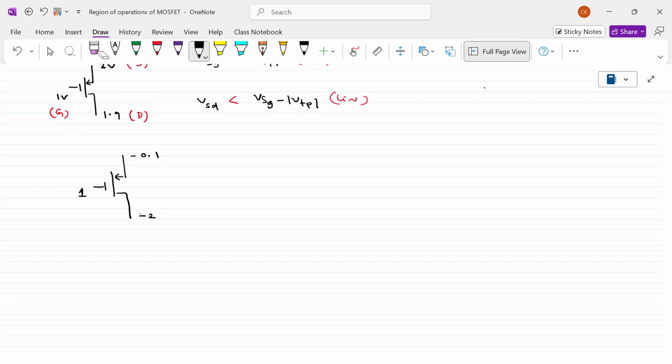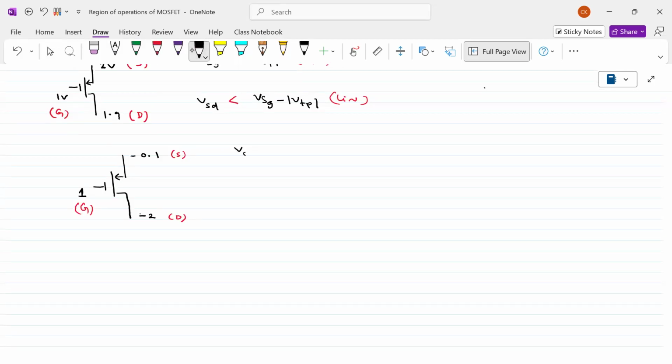Can you please let me know what is the region of operation of this? Which one is the gate? Of course, this is the gate. Which one is the drain? Which one is the source? Yes, this is the source. This is the drain.